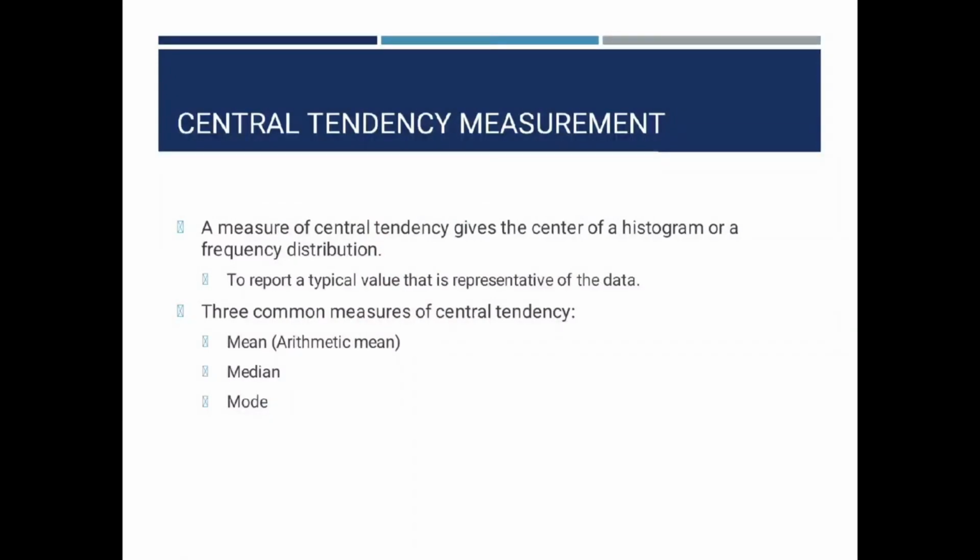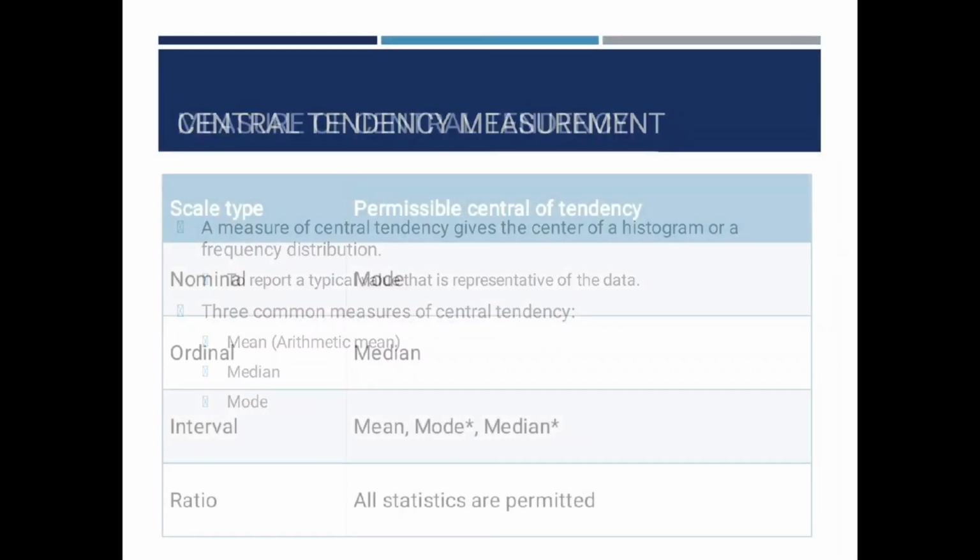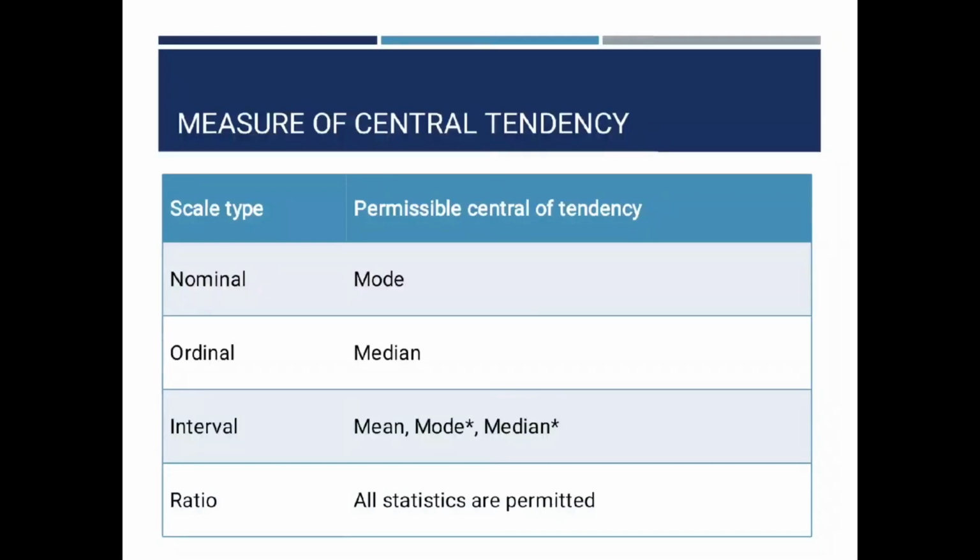The three common measures of central tendency are mean, median, and mode. Take note that for nominal scale of measurement, only mode is permissible, while for ordinal, we can only consider the median. Okay, and then for interval and ratio, we can consider all three: the mean, median, and mode.